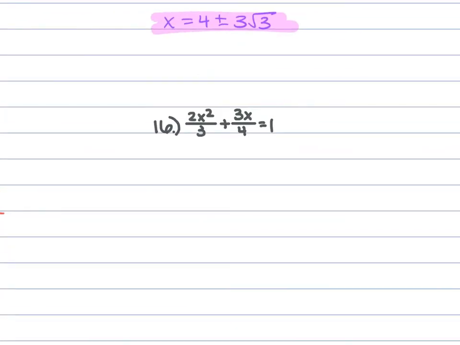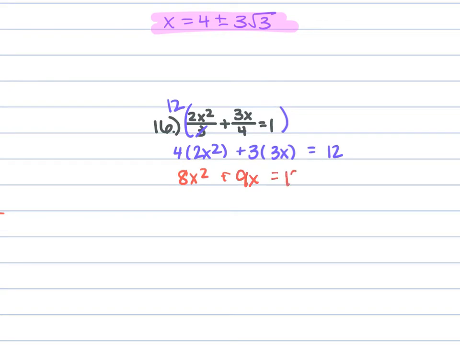For 16, we have 2x squared over 3 plus 3x over 4 is equal to 1. So I'm going to get rid of these fractions by multiplying everything by my least common denominator, which is 12. So the first fraction, I'm going to get rid of the denominator and multiply the numerator by 4. The second fraction, I'm going to multiply the numerator by 3 and get rid of the denominator. And then 12 times 1 is just 12. So we're going to have 8x squared plus 9x is equal to 12.